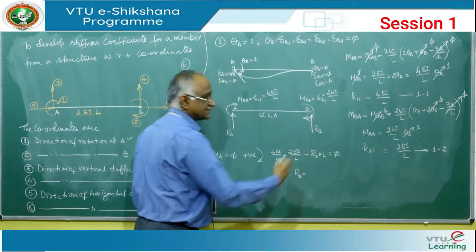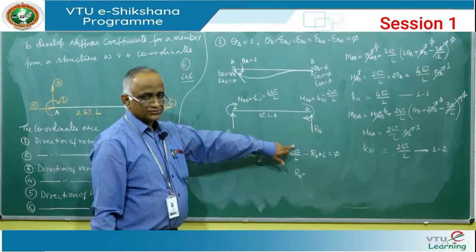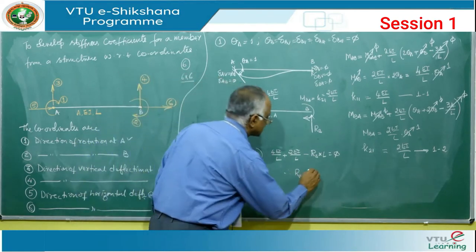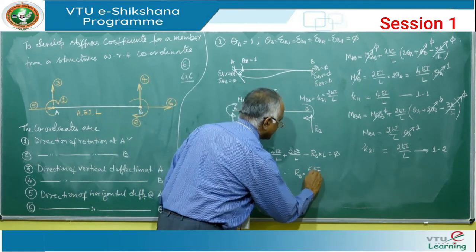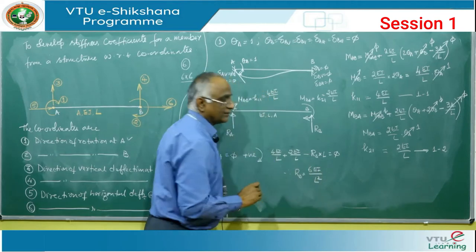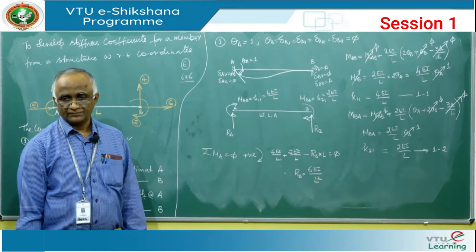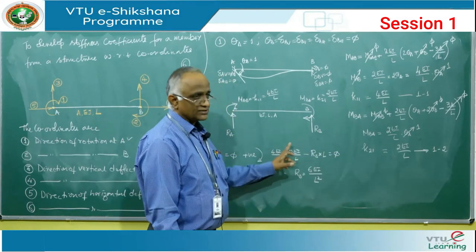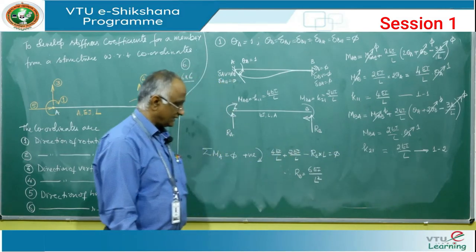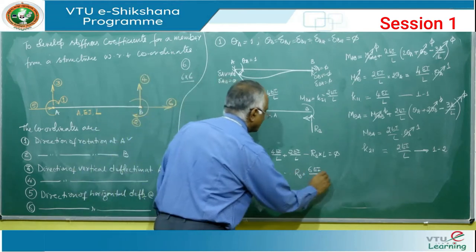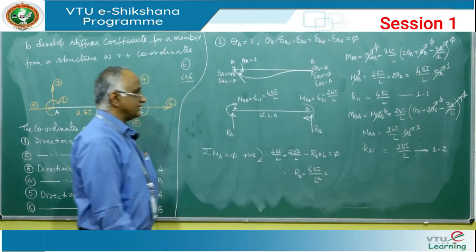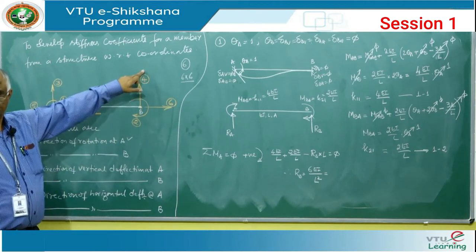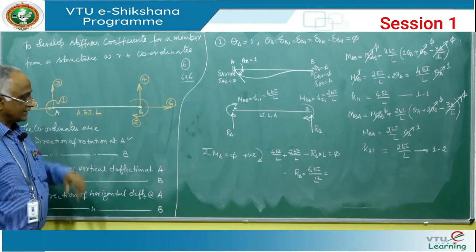So therefore, what is the value of RB now? If you transfer this to the other side, it is positive. 4 plus 2, 6, and I have to transfer this all to the left hand side. So it is 6EI divided by L square. Transfer this to the right hand side, divide throughout by L: 4 plus 2, 6, EI divided by L into L, it is L square. This is the value of RB. Which coordinate is this? Coordinate 4. So this is the fourth coordinate here.